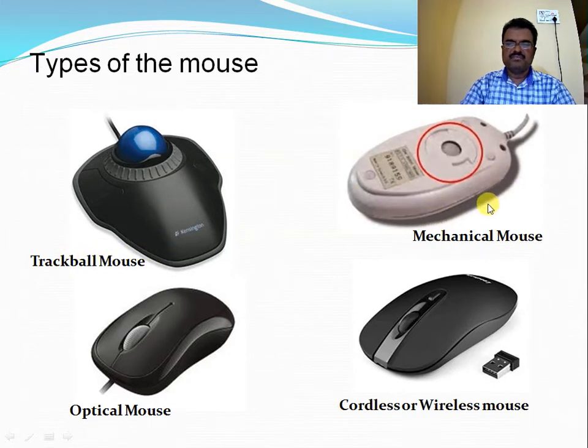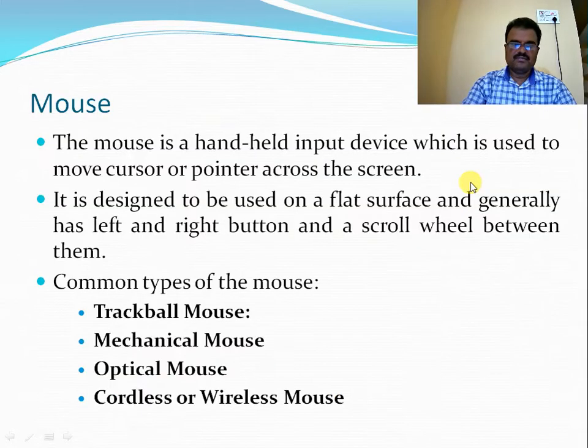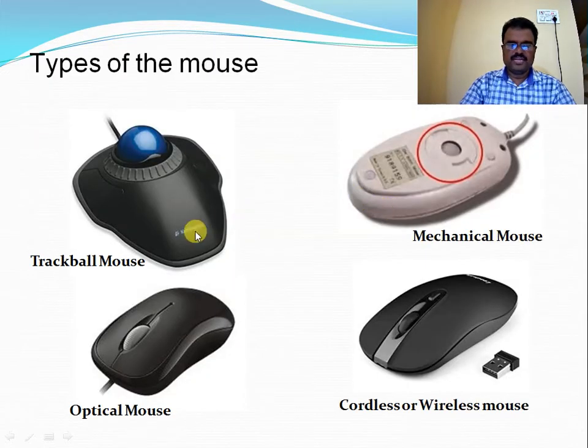This is mechanical mouse. The mouse pointer will be moved on the screen according to the movement of the mouse on a flat surface. So here we have trackball. This mouse pointer will be moved in this case with the help of a ball. This is also called ball mouse, and this is also called mechanical mouse.